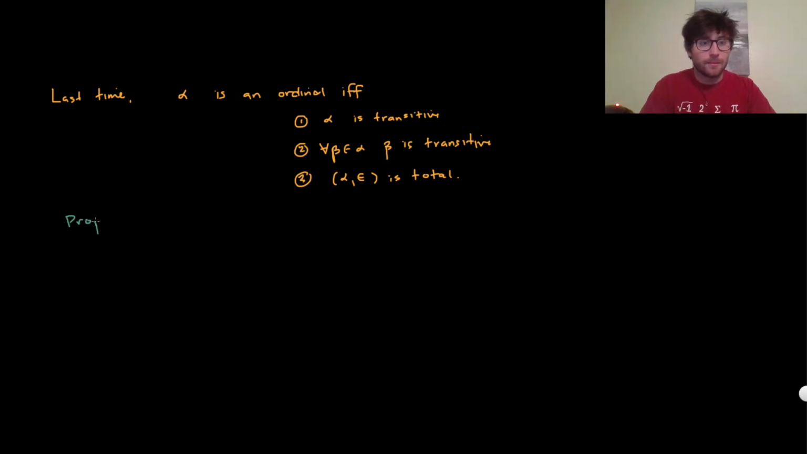the proposition is that alpha is an ordinal if and only if alpha is transitive and every element of alpha is also transitive.